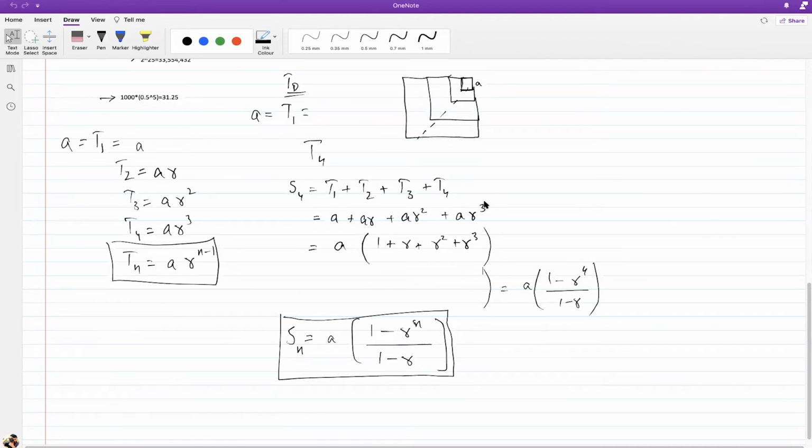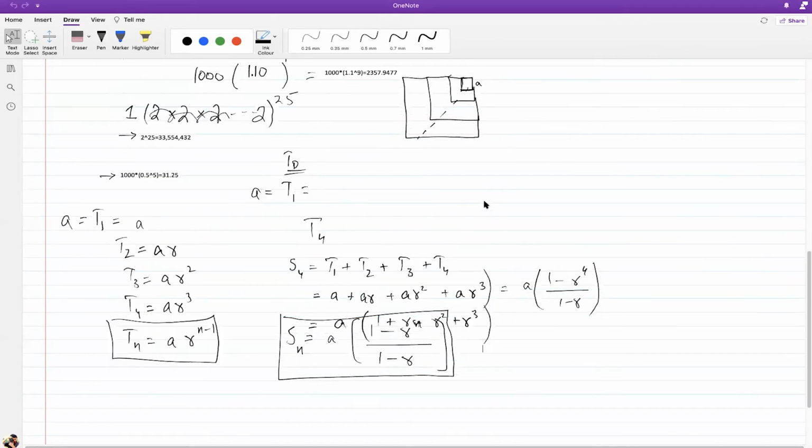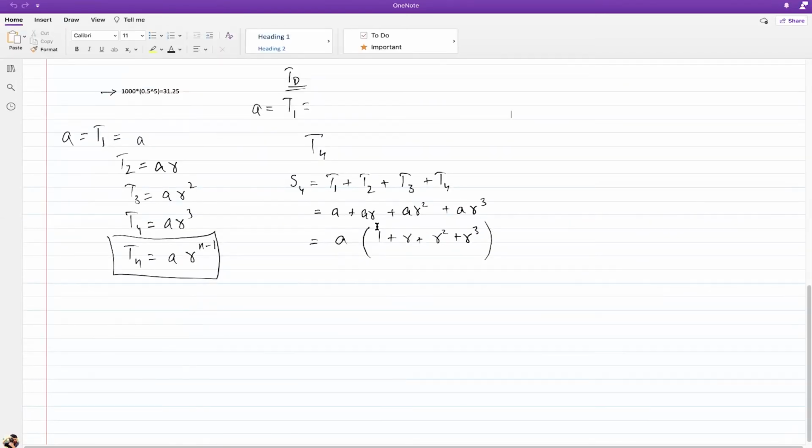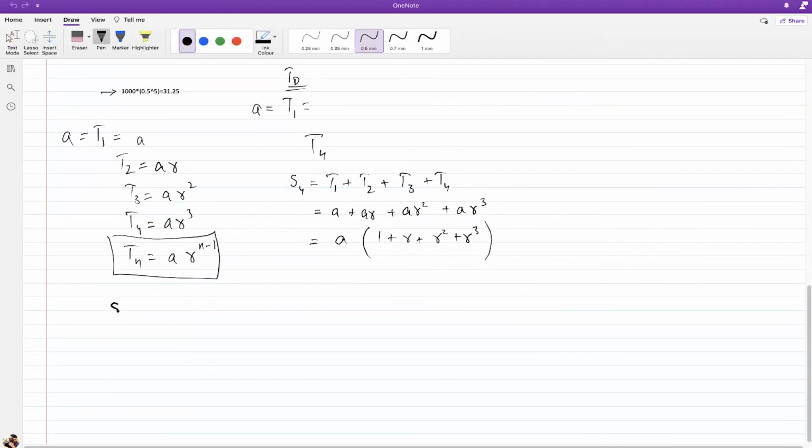I'm going to close this application for a minute because it's malfunctioning, and then I'll start it again. Okay. All right. So the sum till nth term is going to be a times 1 minus r power n over 1 minus r. That's the sum till nth term.